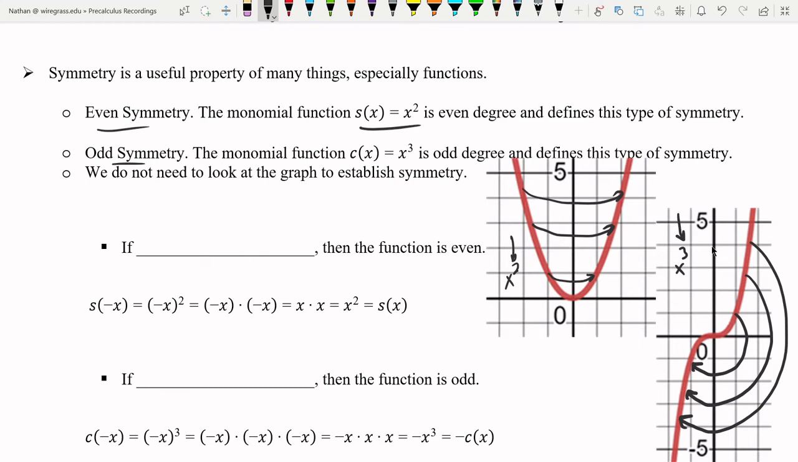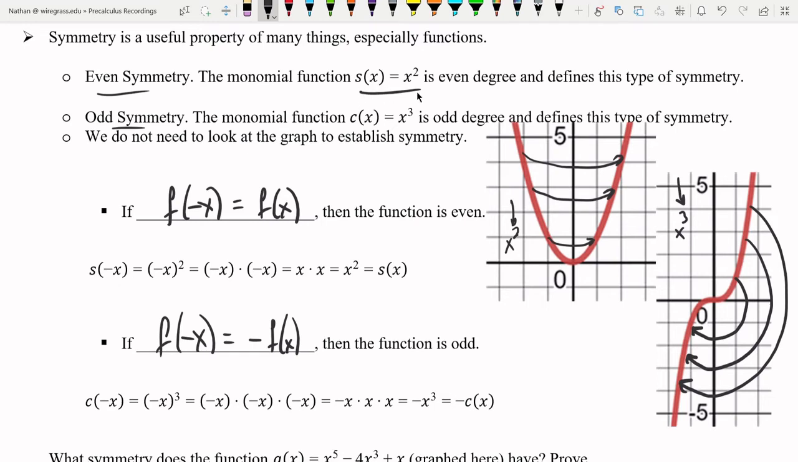Now, that's how you can locate symmetry based on the graph. Now, how do we locate symmetry based on the algebra? Well, that happens if f of negative x, you plug in negative x, and you simplify the function down and you get the same exact thing as f of x, this is called even symmetry. If, however, you plug in negative x and you get out negative of f of x, this is odd symmetry, and that's how you prove it has even or odd symmetry.